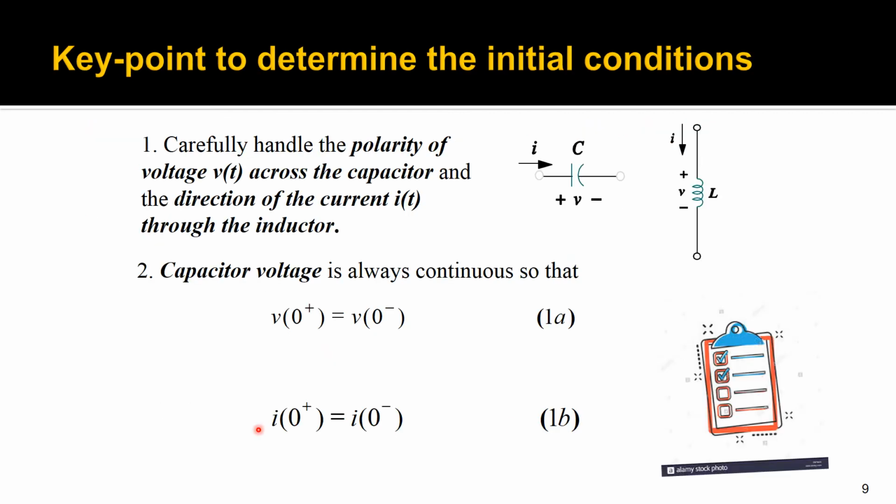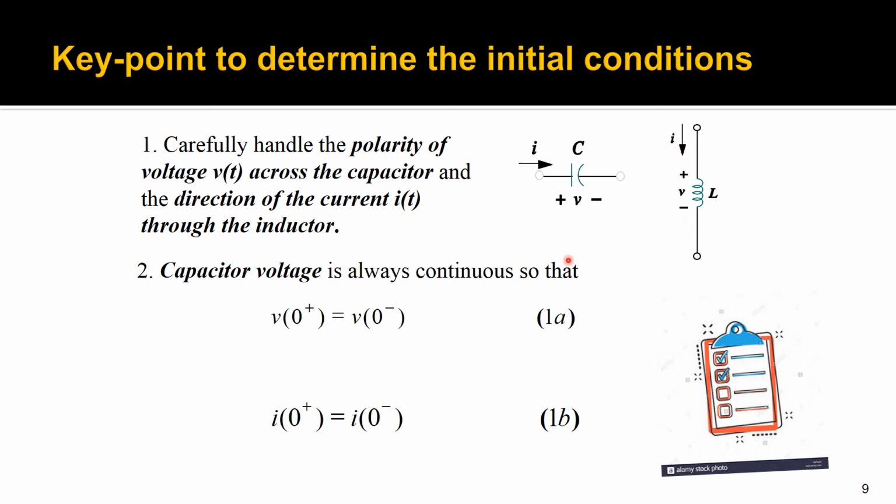Anyway, the key points to determine the initial condition can be divided into two. You should carefully handle the polarity of voltage v(t) across the capacitor, and of course you need to understand the direction of current through an inductor.